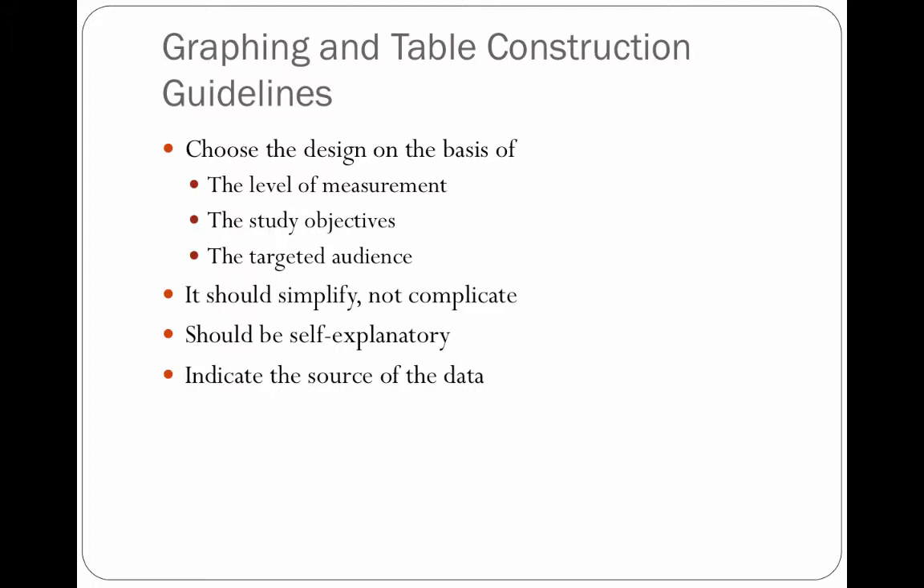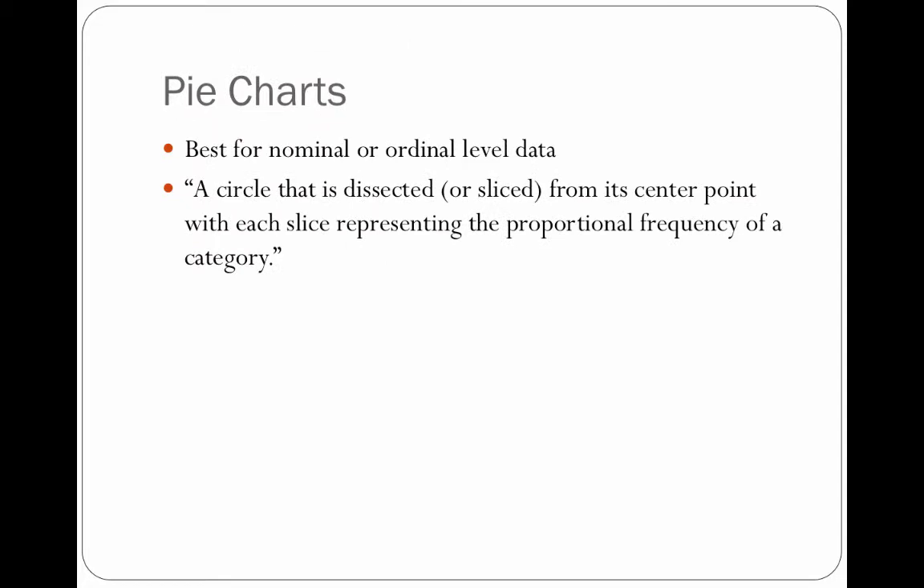So let's start with a very basic form of chart. Let's start with a pie chart. You've all seen a pie chart, I'm sure. Pie charts are best for nominal or ordinal level data, and basically it's a circle that's dissected or sliced from its center point, and each piece or each slice represents some sort of proportional frequency of a category.